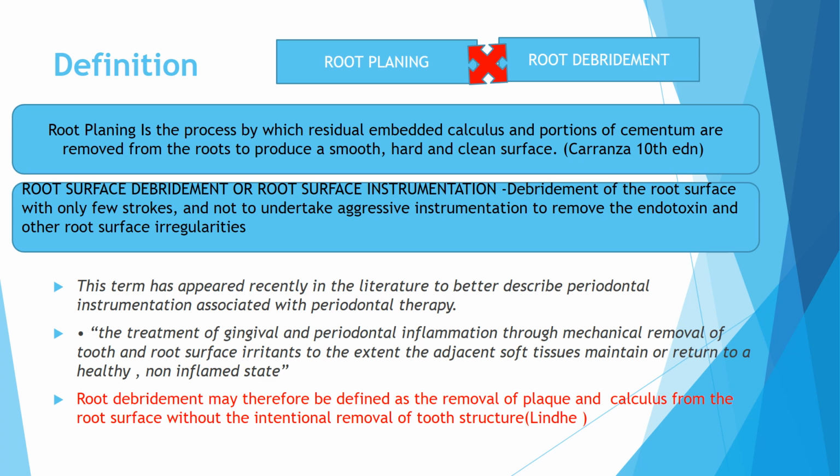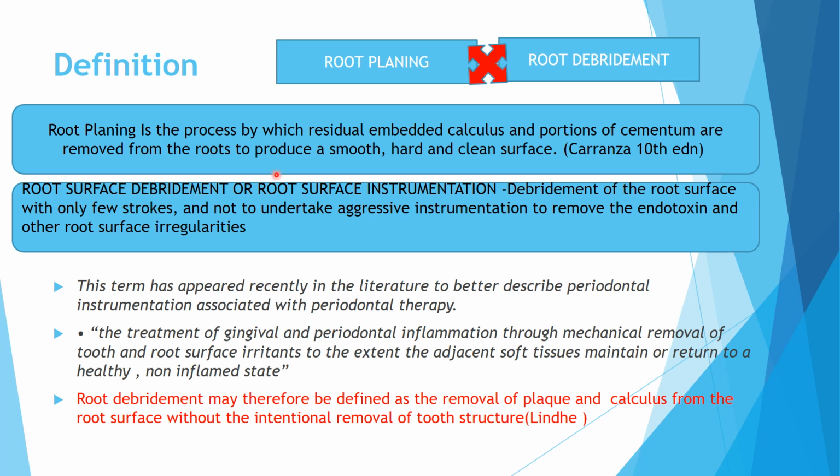Okay, so coming to the details of this. What is root planing? It is a process by which residual embedded calculus and portions of cementum are removed from the roots to produce a smooth, hard, and clean surface. Previously, the term curettage was used, and later it changed to root planing. Then it has been changed to root surface debridement.